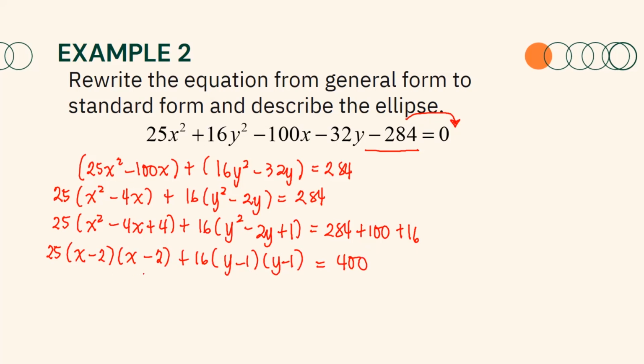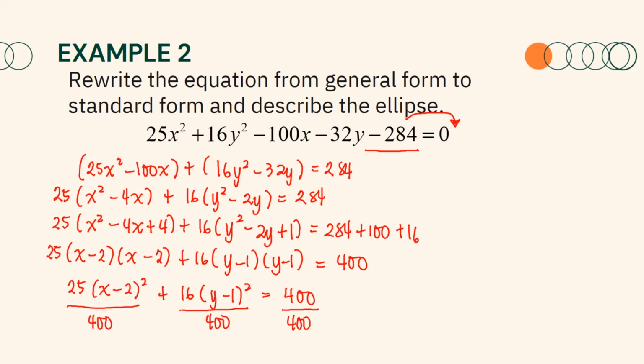Express these factors as a square of a binomial. Hence, we will have 25 quantity x minus 2 squared plus 16 quantity y minus 1 squared equals 400. Finally, divide the whole equation by the constant number 400. So divide this by 400, also this term, and finally this term. Make sure to lowest term 25 over 400, 16 over 400, and 400 over 400.